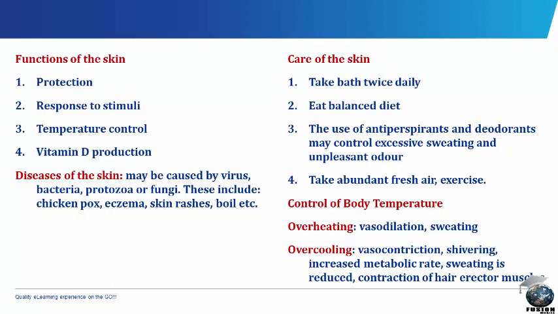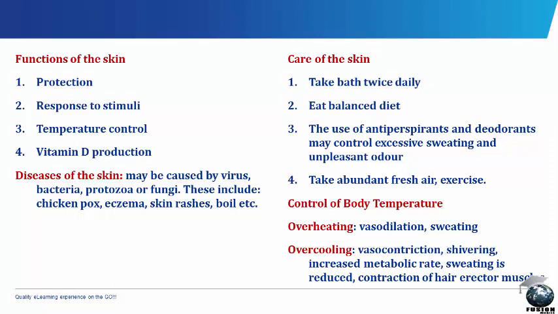Overcooling. Overcooling occurs when a fall in blood temperature is detected by the hypothalamus. The changes that occur are the vasoconstriction, shivering, increased metabolic rate, reduction in sweating, and contraction of hair erector muscles. In vasoconstriction, the arteries are narrowed, thereby reducing the flow of blood to the skin and so minimizing heat loss.